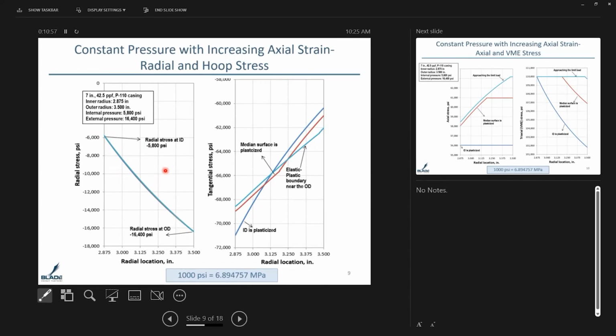In this simulation, what I have shown is we have subjected it to external and internal pressure and slowly increasing the axial stress. And as we increase the axial stress, you can see that the ID is plasticized here. And as you increase the axial stress, the median surface gets plasticized, and then finally your plasticization is reaching the OD. This is with respect to the hoop stress.